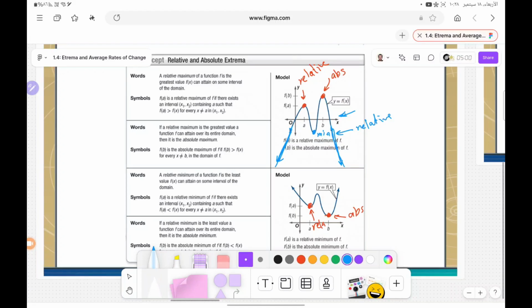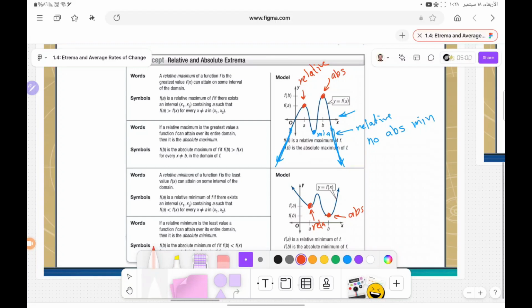So when the function goes down forever, we call any minimum point relative. You have to write no absolute minimum when I don't have an absolute.